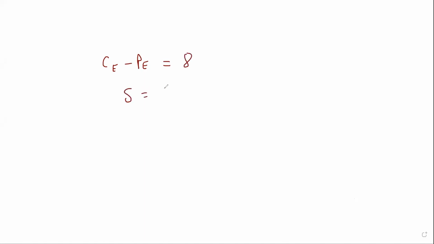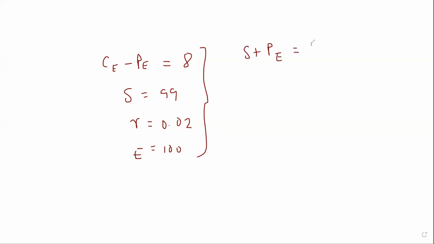What about your S? That's 99. Your R is 0.02. And what about your E? Is your E given? 100. Your E is 100. So what's your put call parity? It's S plus P equal to C plus capital E to the power minus something like this.